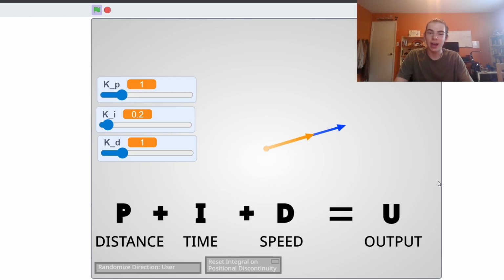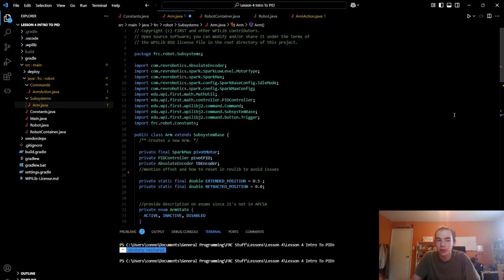So now we will look at what this looks like when we are programming. All right, so now we are going to look at PID in the code.